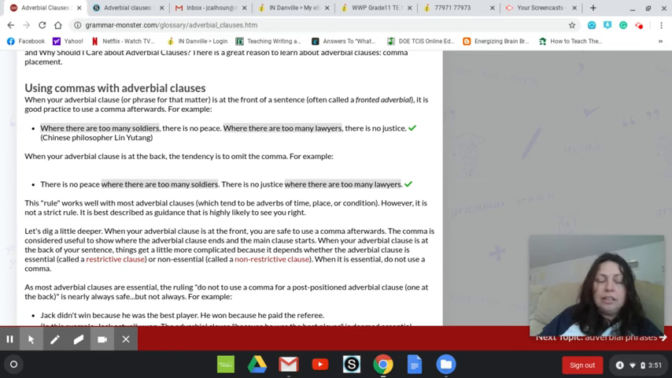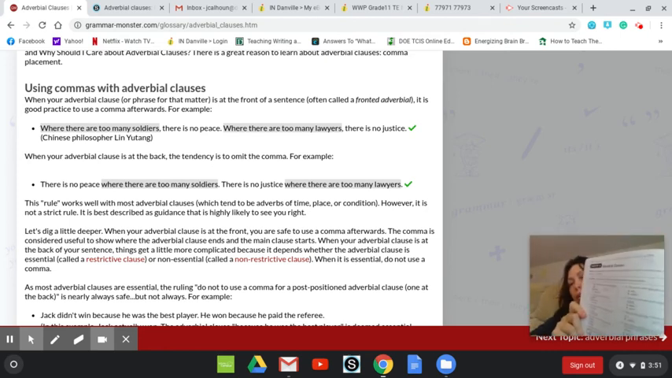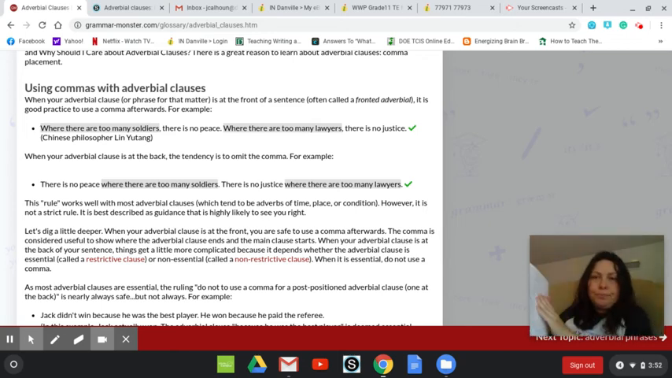All right, let's take a look at the next example. There is no peace where there are too many soldiers. Well, we just did that, that's what I was just showing you right there. All right, so let's go to your book and take what we've just gone over, and I know I went over it really quickly, but we'll put it into practice in your book, and we'll see what we got. Okay.